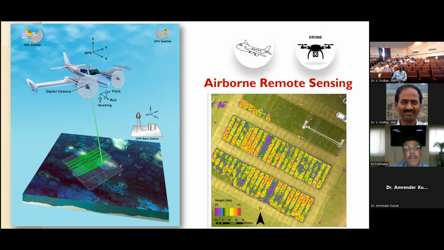The third advantage is the resolution. The resolution is very, very high, less than 1 meter. So you can see even individual plants. That's the advantage of airborne remote sensing. Now, not much work has been done in India, but now people have started working on it. We will see some examples.